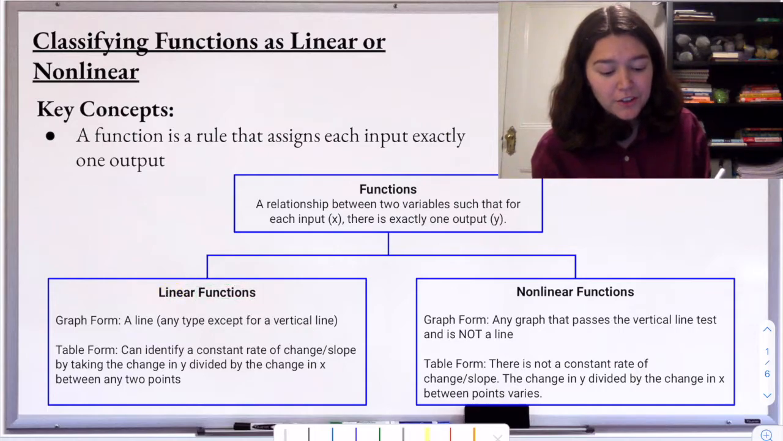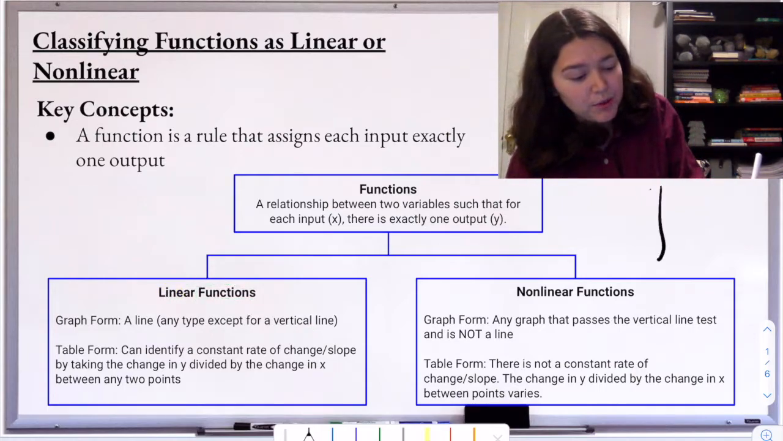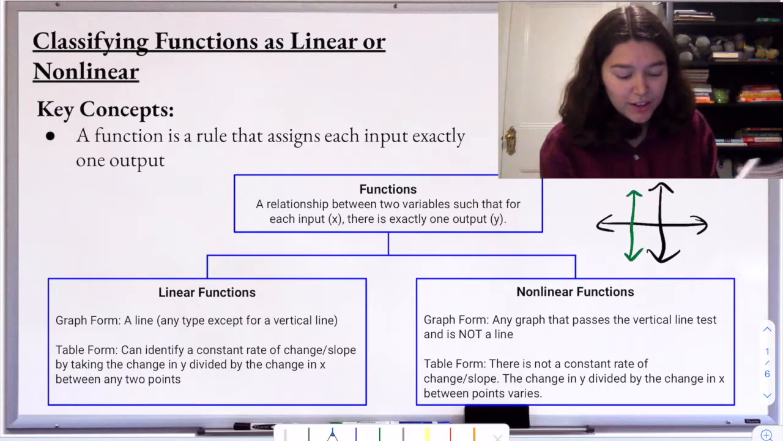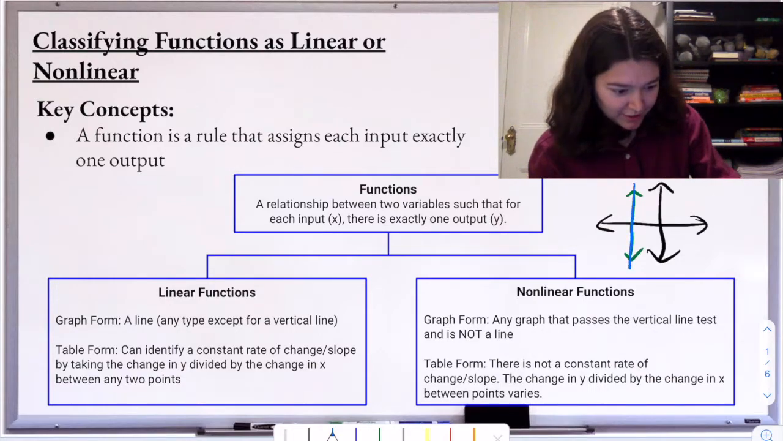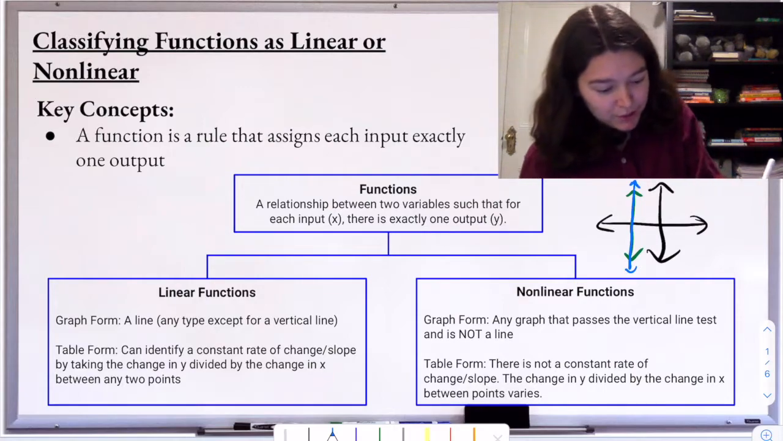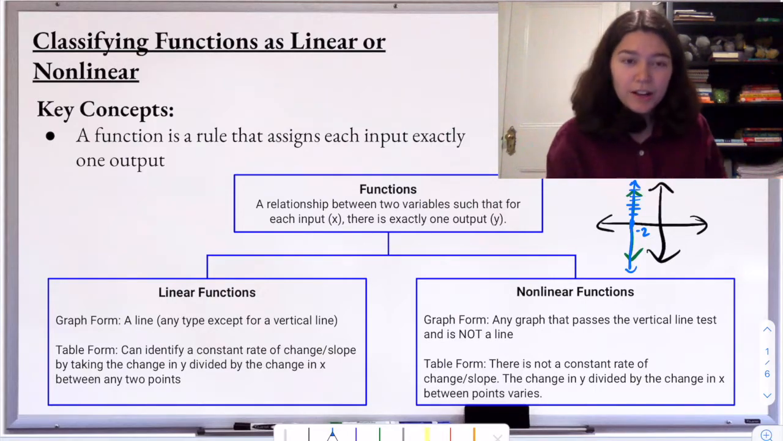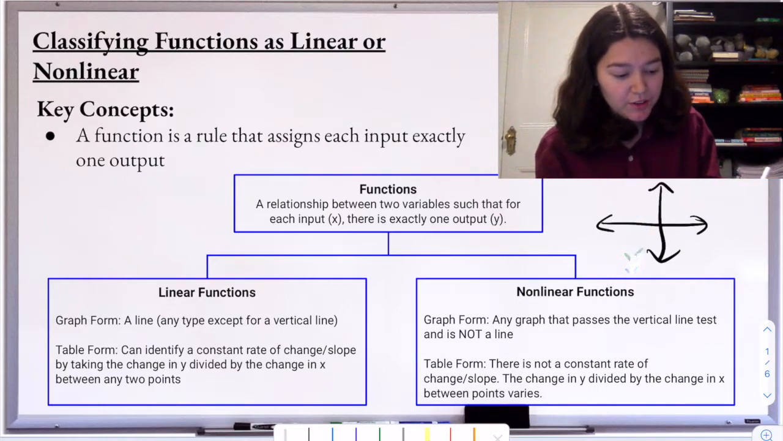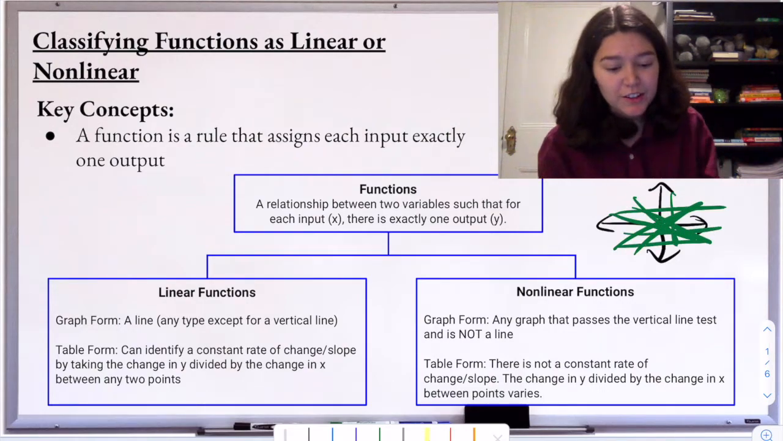If you think about the vertical line test, it's a little bit hard to picture, but say we have a vertical line completely straight up and down. If that's our graph, then we could draw the vertical line test exactly on top of it. And for whatever input this was, whatever x it is, say -2, there would be infinitely many y values or outputs because every single point along that line has the same input. So any type of line except for a vertical line is going to be a function. Any diagonal line, no matter what direction, or horizontal lines, those are all linear functions.